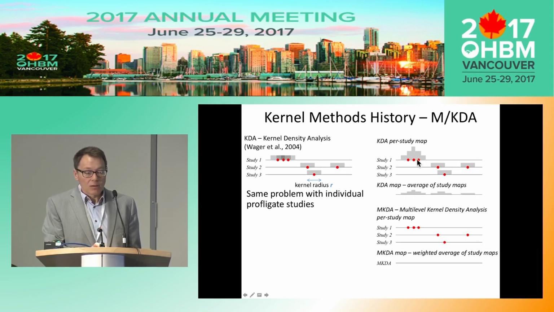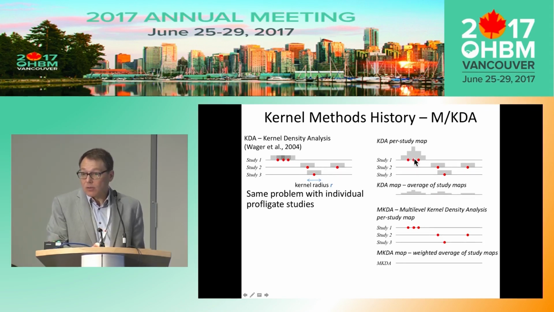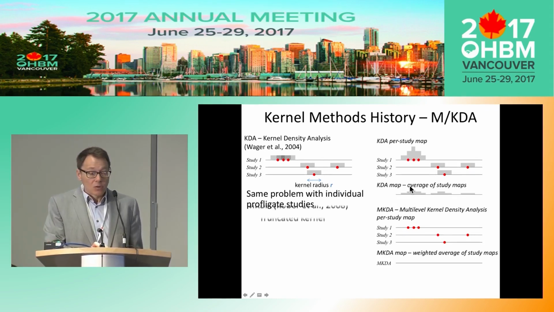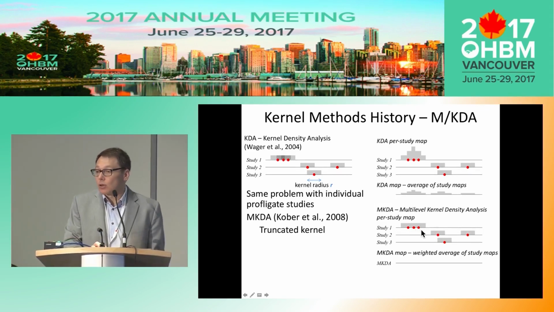But we have the same problem: studies that happen to report a lot of foci, and this varies a lot between studies and sometimes is influenced by the software, might have an overly great influence on the map. So the revision to this that was suggested in 2008 was a modified version where we just truncate it. So basically, we just say the map per study can never go greater than 1.